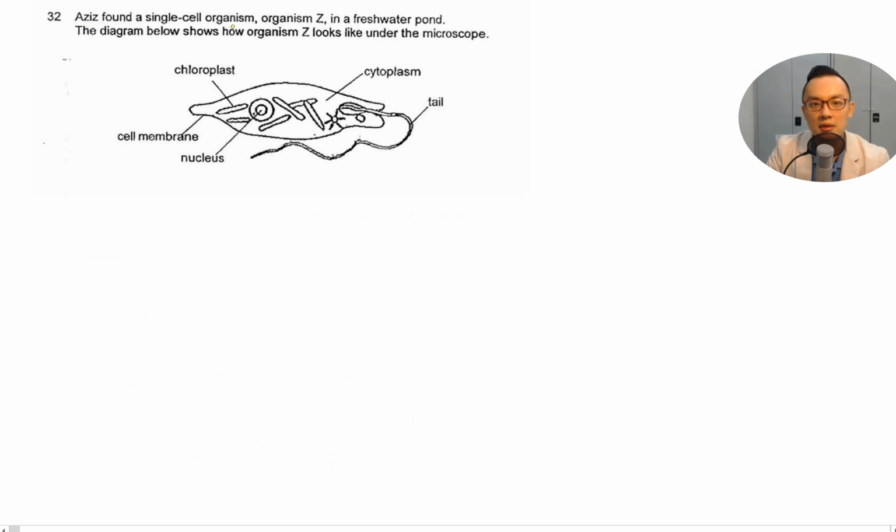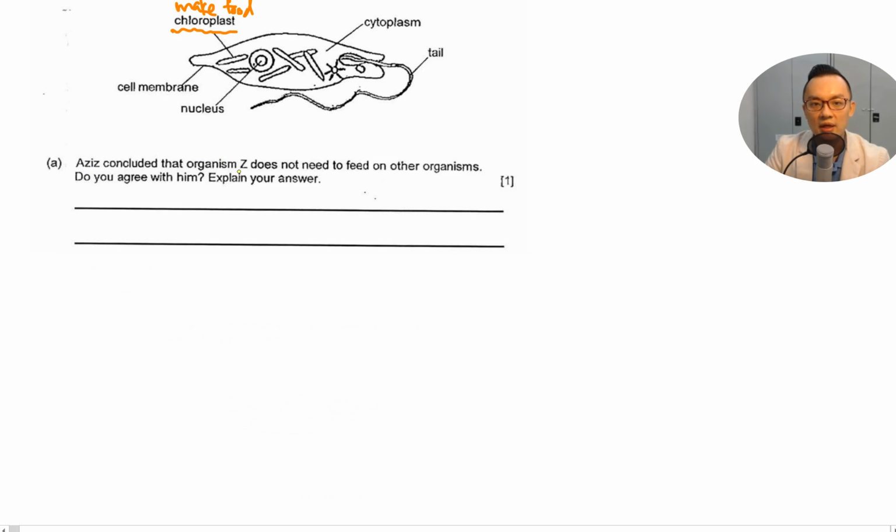Aziz found a single cell organism, organism Z, in a freshwater pond. The diagram below shows how organism Z looks under the microscope. So it has a tail, cytoplasm, chloroplast, cell membrane, and nucleus. This is a single celled organism. Interestingly, it has chloroplast, so it can actually make food for itself. The nucleus can control the cell and ask the cell to do things.